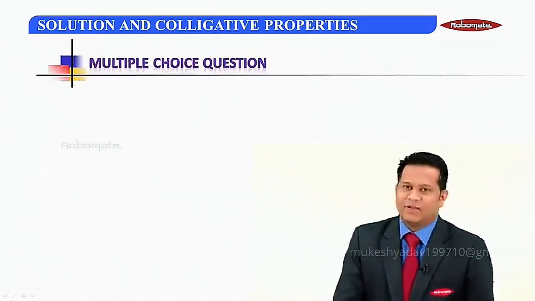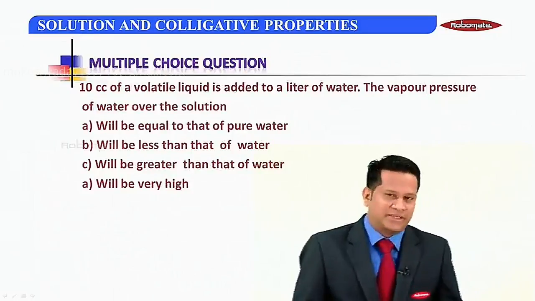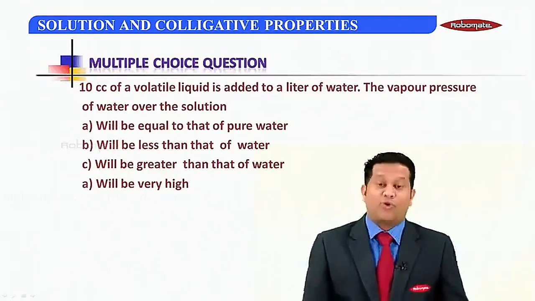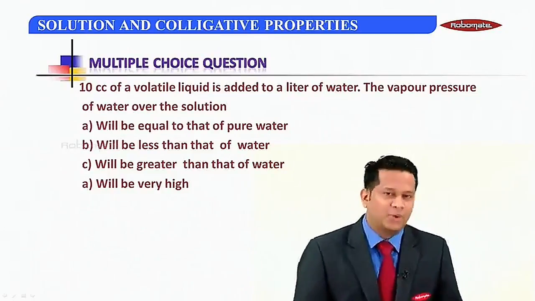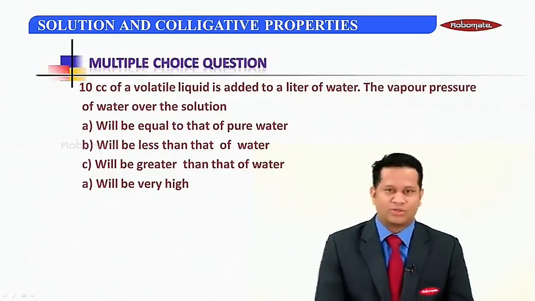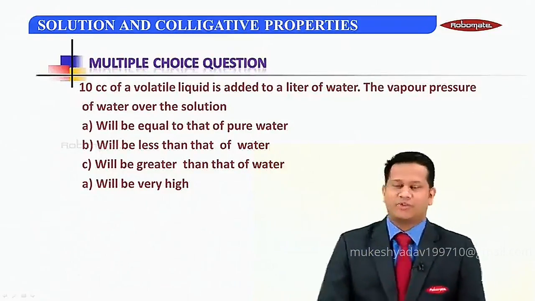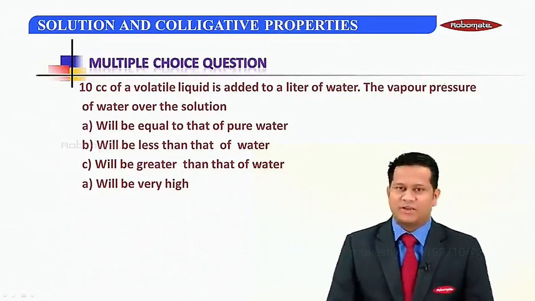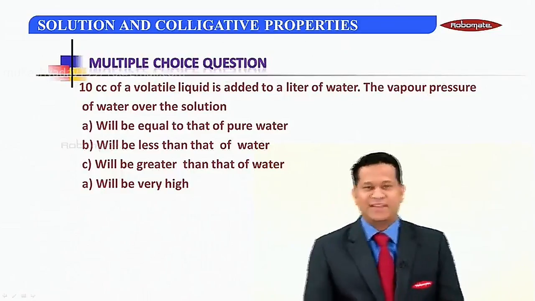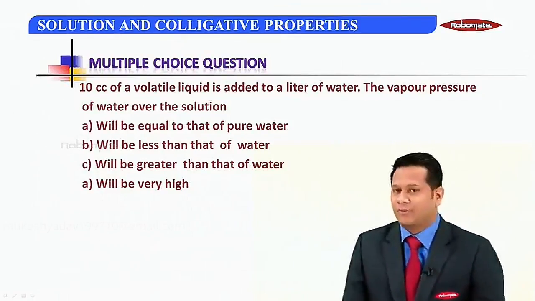Let's try to understand a multiple choice question. 10 cc of a volatile liquid is added to a liter of water. The vapor pressure of water over the solution. One thing is very clear: whenever you add a solute to a solvent like water, in this case they are asking the vapor pressure of the water, meaning the vapor pressure of the solvent. The options are: A, will be equal to that of pure water; B, will be less than that of pure water; C, will be greater than that of pure water; or D, will be very high.